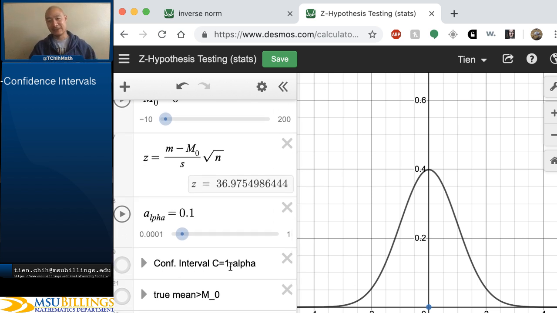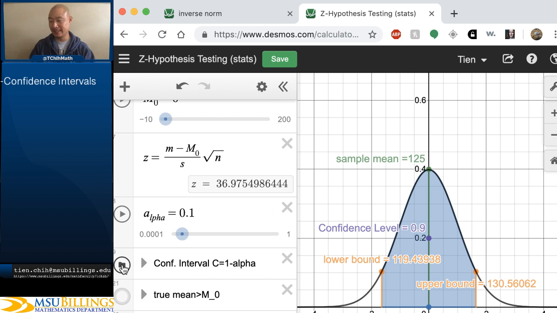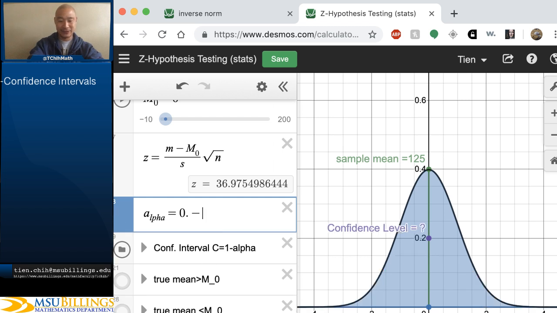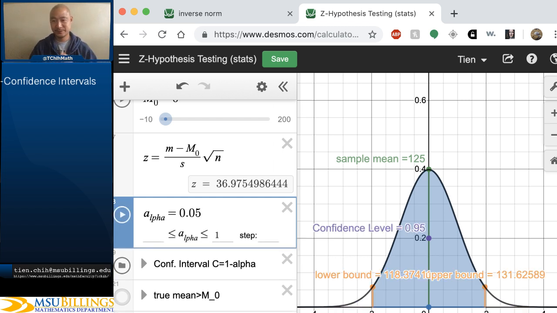And the confidence level is going to be C is equal to 1 minus alpha. And let's not worry about what alpha means just yet. But if alpha is 0.1, then my confidence will be 90%. And so if I plug that in, I get 119.44, 130.56. If I want 95%, then I get my 114.37, 131.63. And if I want 99%, then my alpha needs to be 0.01. I get 116.29, 133.71. So we get those numbers right away.